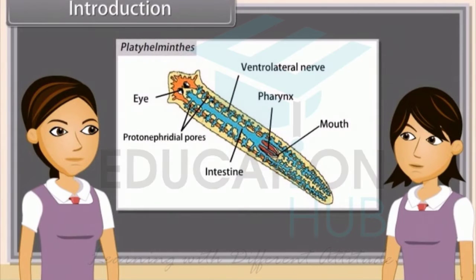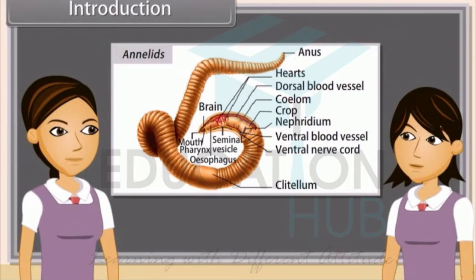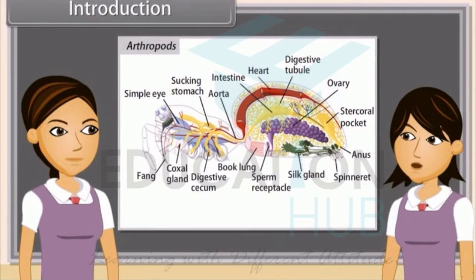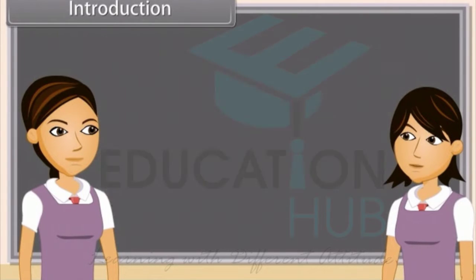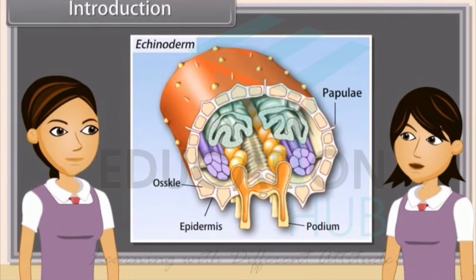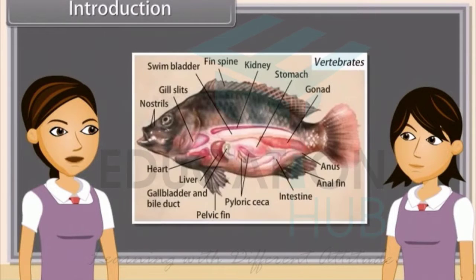In platyhelminthes, excretory organs are protonephridia or flame cells, while in annelids, it is nephridia. In arthropods, excretory organs are coxal glands, antennary or green glands, and Malpighian tubules, while in molluscs, it is kidneys. Similarly, in echinoderms, excretory organs are dermal papillae, while in urochordates, it is neural gland, and in cephalochordates, it is protonephridia. In vertebrates, excretory organs are one pair of kidneys.